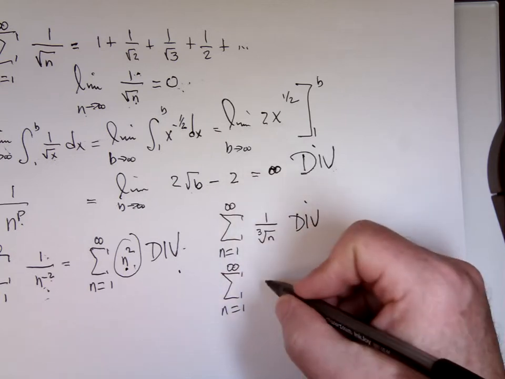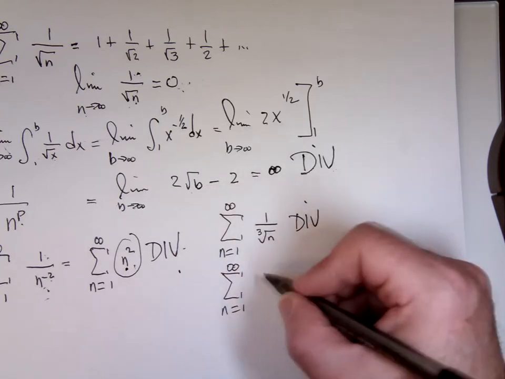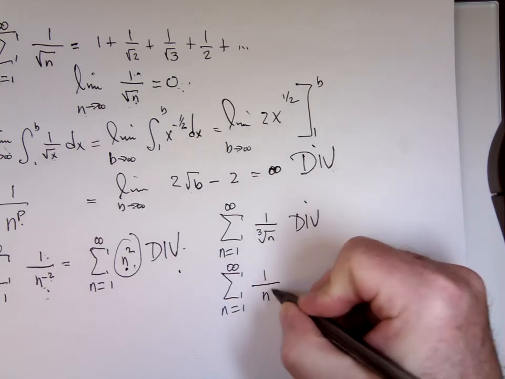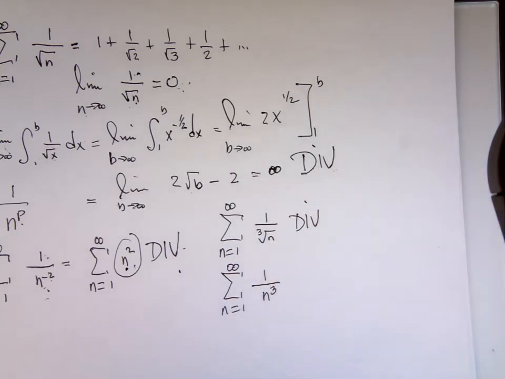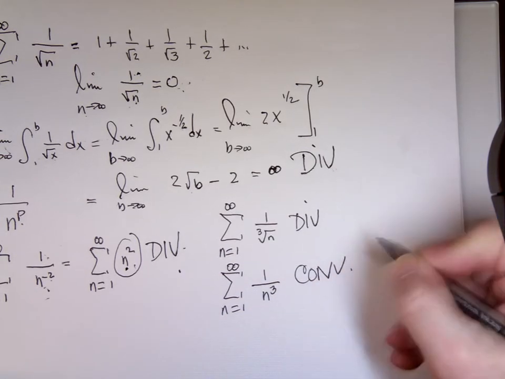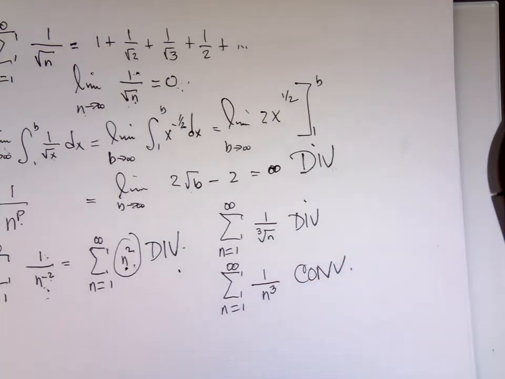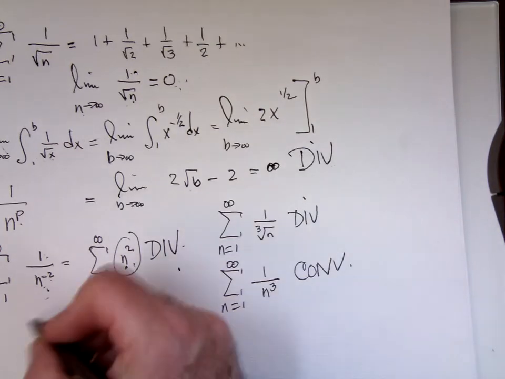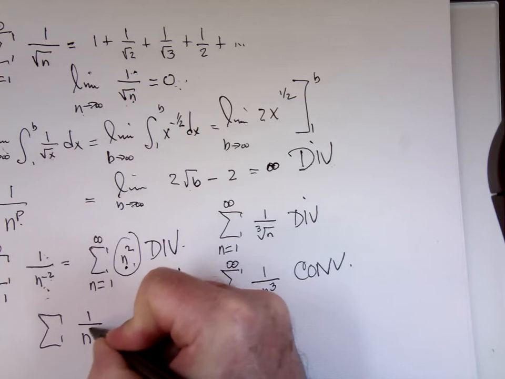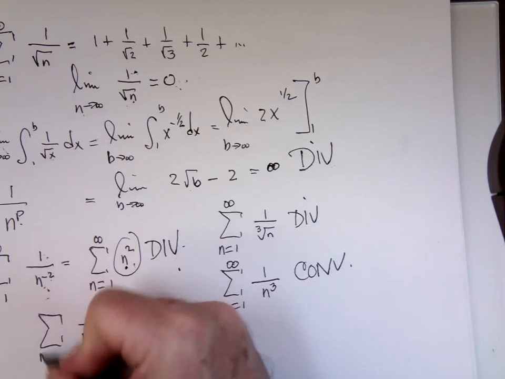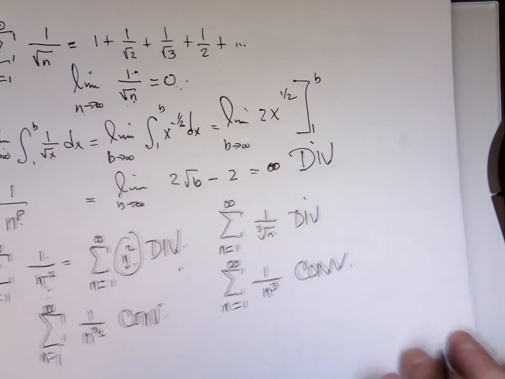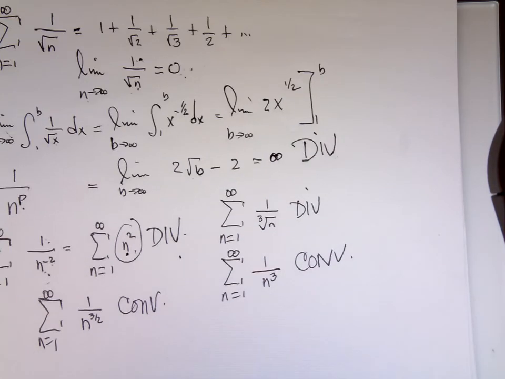That's okay. What about this one? Converge. What's P? 3. Converge. Nice. Okay? Where P is equal to 3/2, greater than 1. As long as it's greater than 1. What about this one?